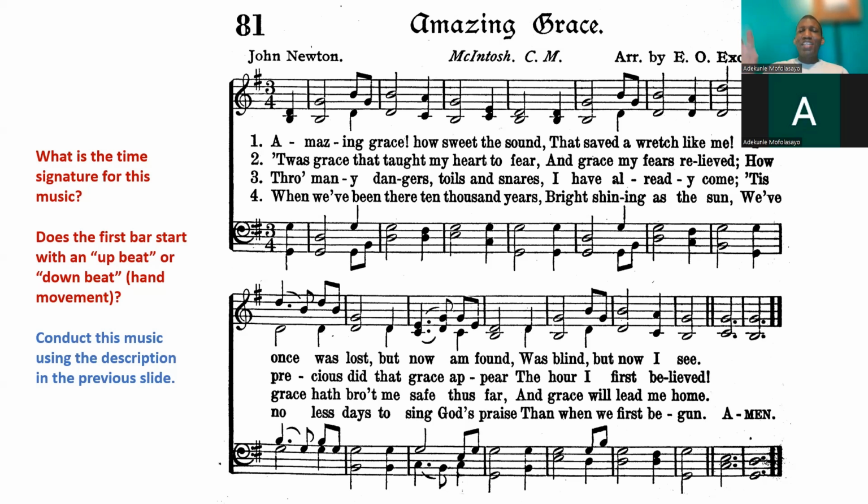When we've been there 10,000 years, bright shining as the sun, with no less days to sing God's praise than when we first begun.